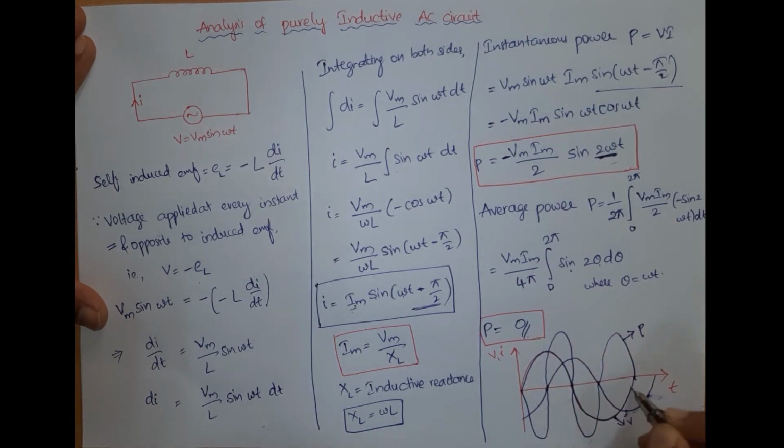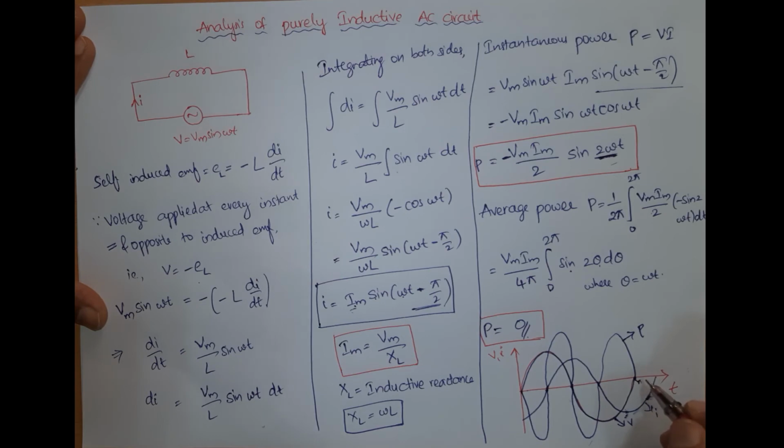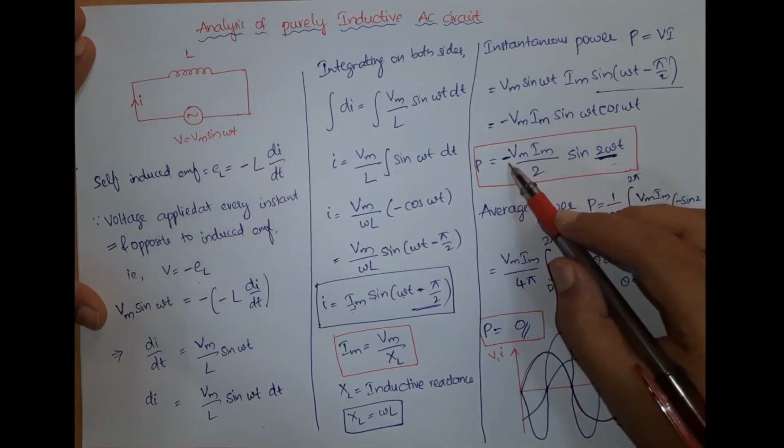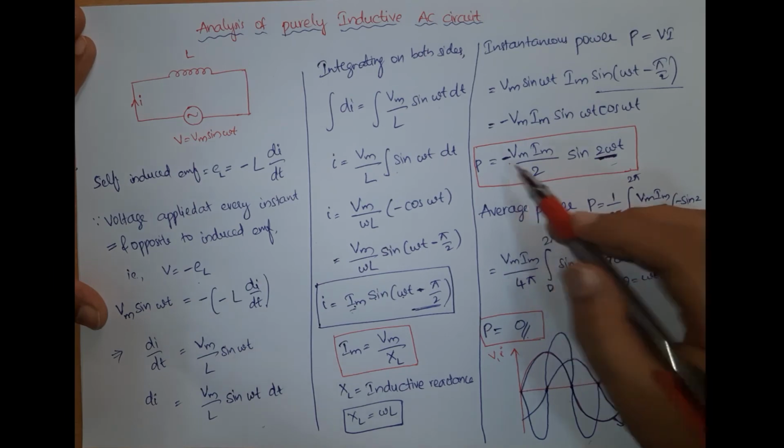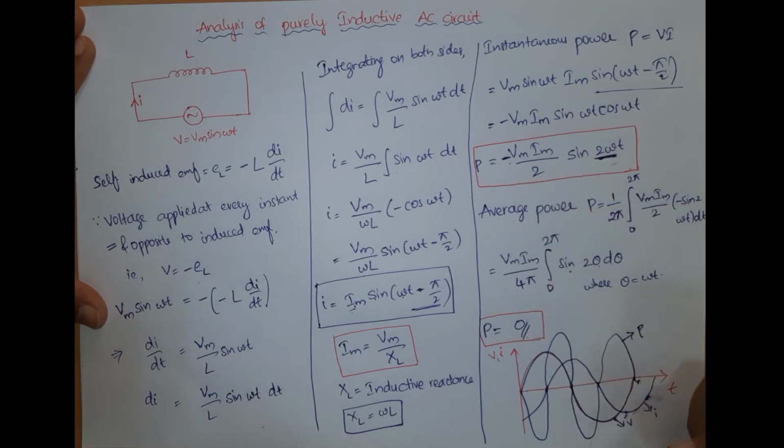Previously it had covered in some pi radians, but now the frequency is doubled. So within the same time there are 2 cycles now. One is this one, one is this one. But the magnitude is negative. Clear? So double the frequency but negative. So this is the representation of waveforms of a purely inductive AC circuit and the different parameters.